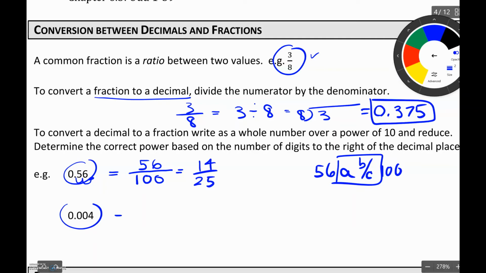Okay, the other one now. We're going to have something on top. Well, we're going to make this a whole number 4. Then a 1. How many places did we move this decimal for? 1, 2, 3 places. So it's going to be a 1 with 3 zeros. And if you enter that in your calculator, you're going to get 1 over 250. So we've just done going from a fraction to a decimal and also from a decimal to a fraction.